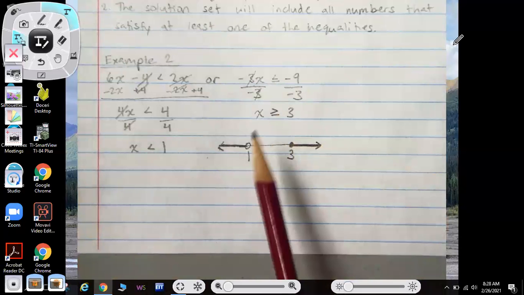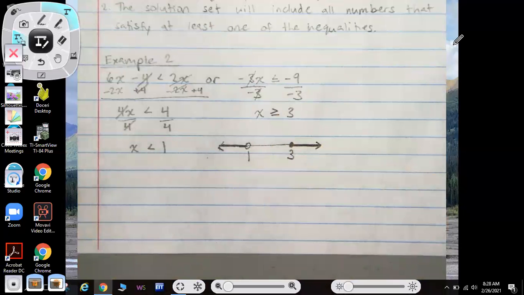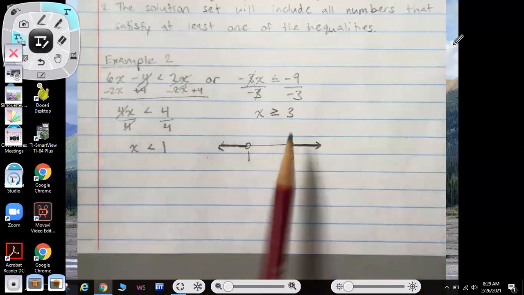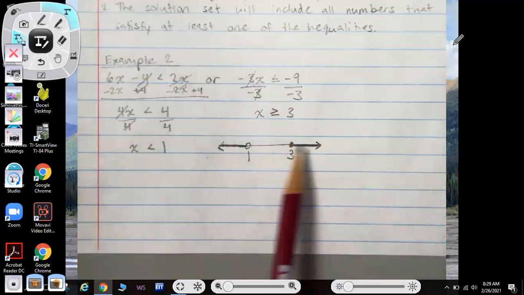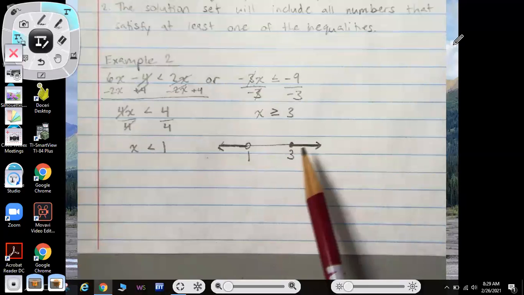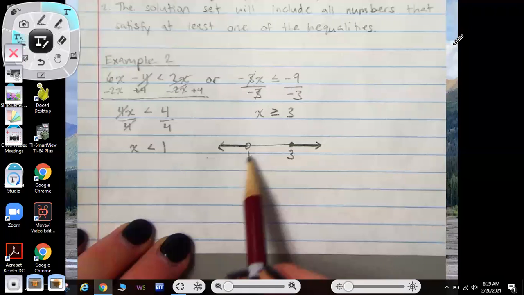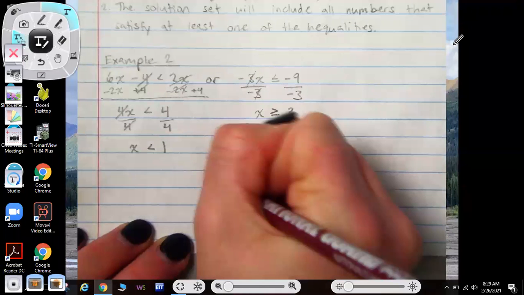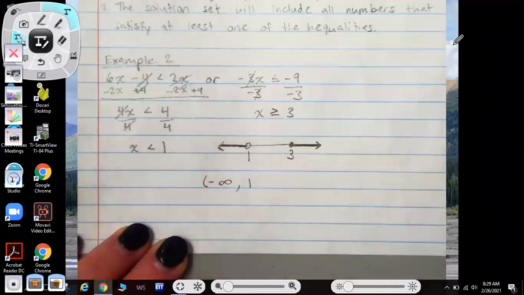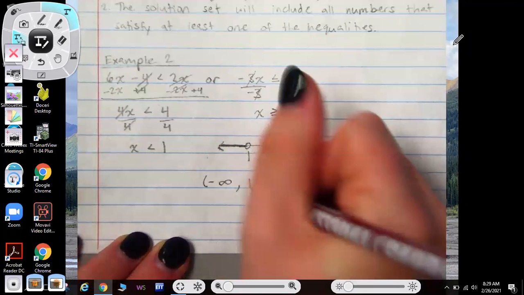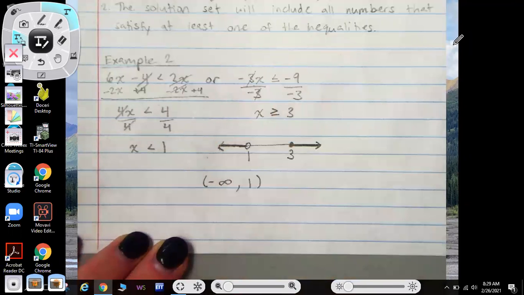Okay, to write our interval notation for our solution, we have two different intervals that we've got to represent. So when we write our two intervals, we're going to join the intervals with that U shape, the U that stands for the union. So let's focus on this first interval. This first interval is from negative infinity up to 1, and we're not including 1 because it's an open circle, so we're using a parenthesis with 1.